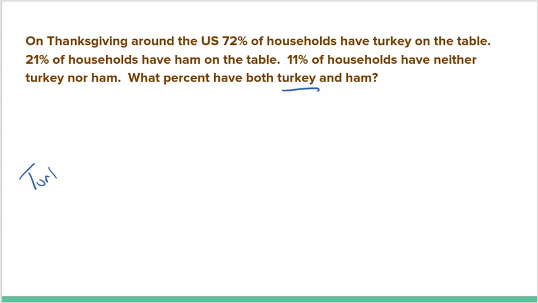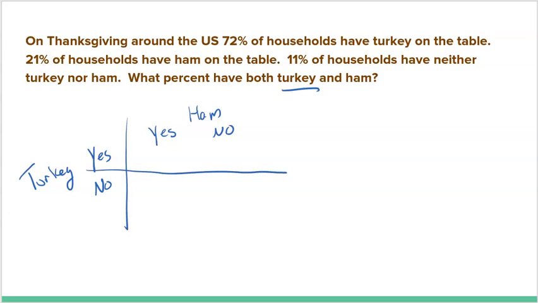I'm going to make a two-way table here with turkey, yes or no. I'm going to make the top ham, yes or no. All right, now I'm going to just kind of make some lines here just to kind of organize it. Sorry that I'm really poor at drawing things neatly. I'm assuming you get the idea here, though.